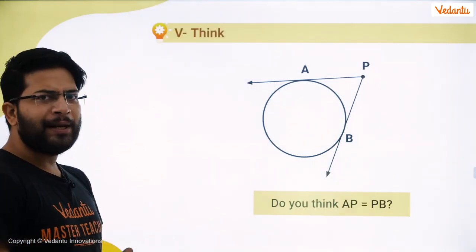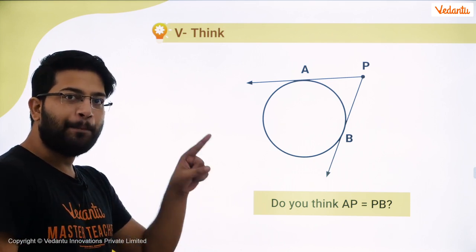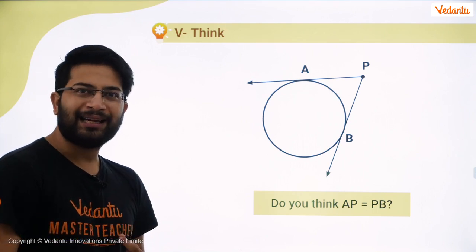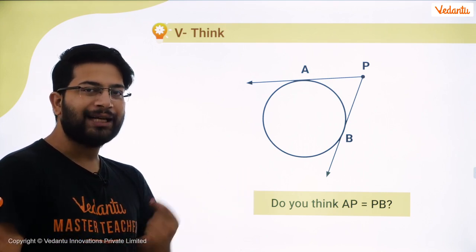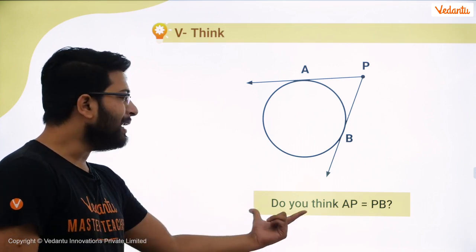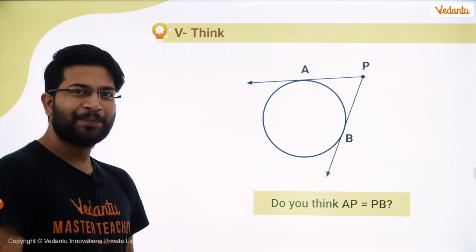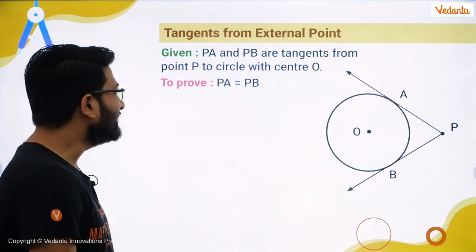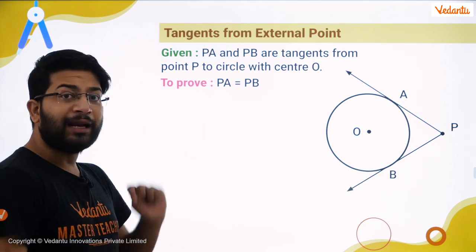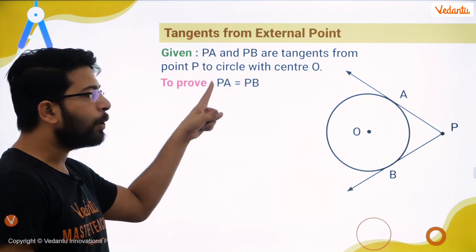If point P lies outside the circle, there are two tangents, PA and PB. So can we say that if the point P lies outside the circle and PA and PB are the tangents, then the length of the tangents from the same point has to be equal? Let's figure it out. Let's consider the same figure, that from a point P we have two tangents PA and PB, and we want to prove that PA equals PB.